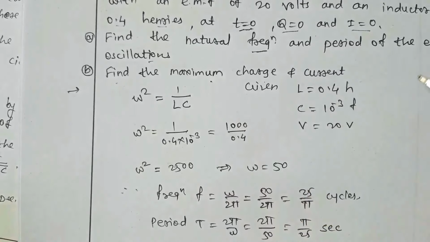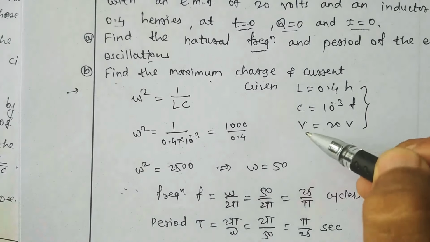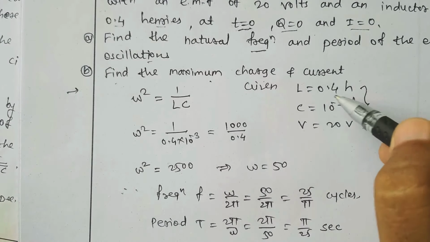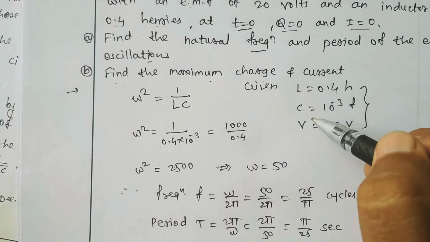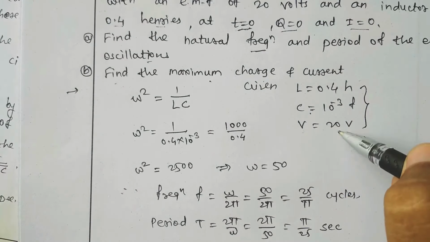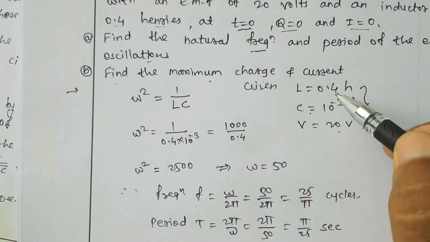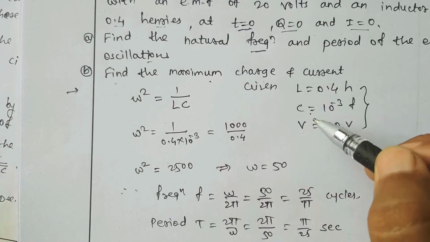Now for the second part, to find the maximum charge and current in the circuit, we have to form a differential equation. We are given that this is a circuit in series with these components. There are two main components, that is inductance L and capacitance C, with a voltage source, that is EMF V. So for that we can write a differential equation: voltage drop across L plus voltage drop across C.